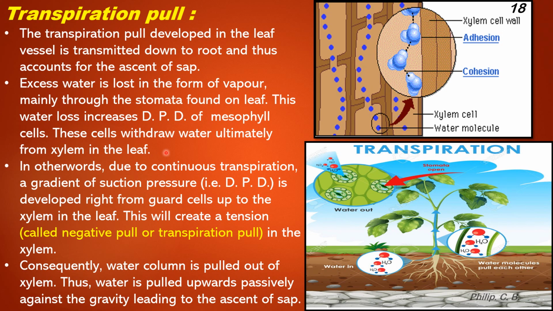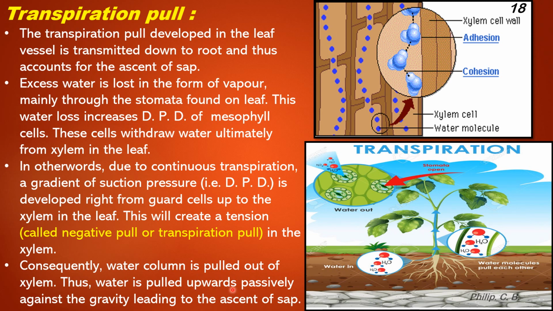So right from the bottom, the DPD, or the diffusion pressure deficit, continues with the xylem till the leaf region. In other words, due to continuous transpiration, a gradient of suction pressure, that is the DPD, is developed right from the guard cells up to the xylem in the leaf. This will create a tension, that is a negative pull or the transpirational pull, in the xylem. Consequently, the water column is pulled out of the xylem. Thus, water is pulled upwardly, passively, against gravity, leading to the ascent of sap.